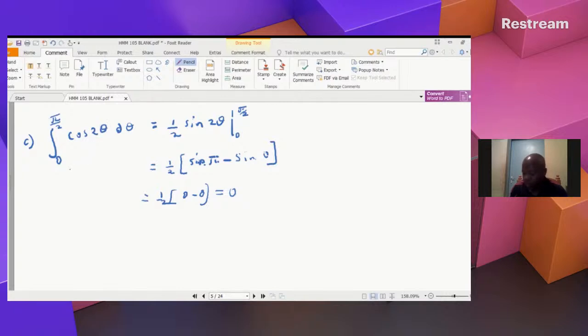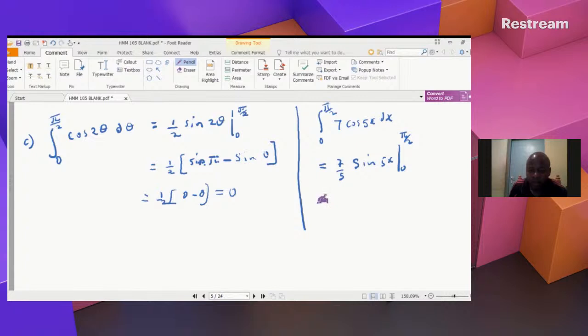For example, let me just look at another example. I want the integral from 0 to pi out of 2 of 7 cos 5x dx. Of course, we now integrate this inside the integral sign. We know that we have 7 out of 5 and then sine 5x, and we are doing this from 0 to pi out of 2.